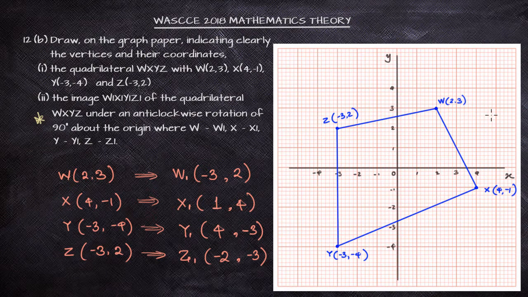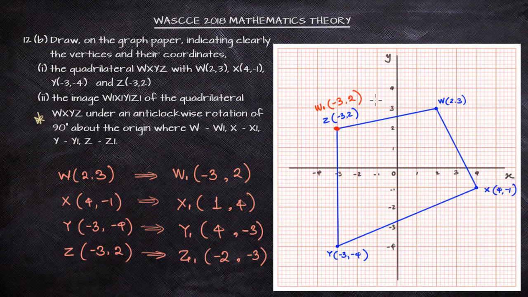And just like that, we have completed question number 12b, Roman numeral 1. So now we can move on to the image under an anticlockwise rotation of 90 degrees. Now, W will be minus 3, 2. And if you're observant, that is exactly the same position as Z. So here we have W1 minus 3, 2.